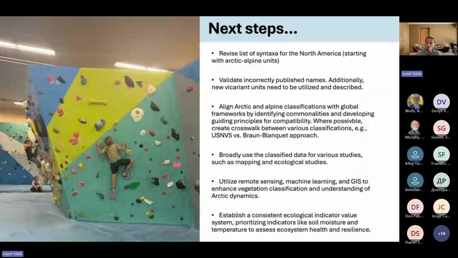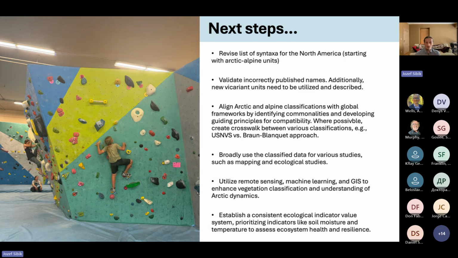So we should start maybe with revising the list of syntaxa for North America. And I think the easiest part is to start with Arctic alpine units. We should also validate incorrectly published names, because then we will clean the mess that is already there, and we will create a common language that will help us to communicate more clearly.